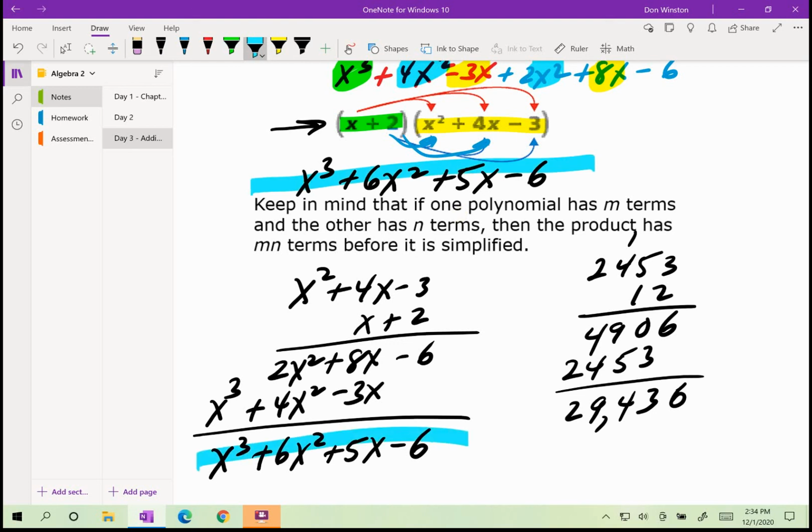So we call that the vertical method of multiplying. Okay? It's like the vertical method of adding or subtracting, except we're just multiplying. Vertical method.